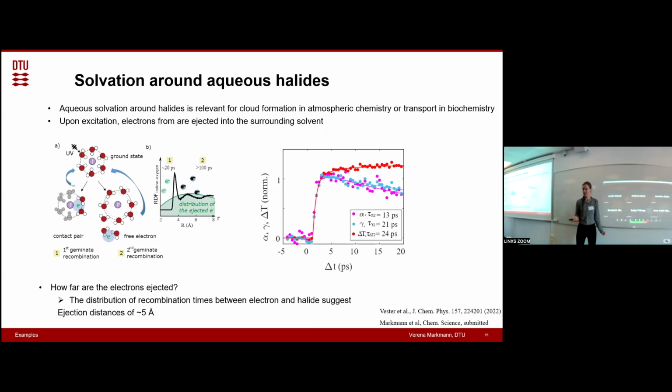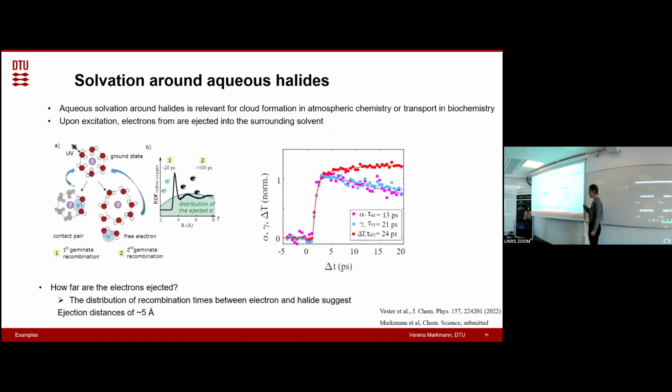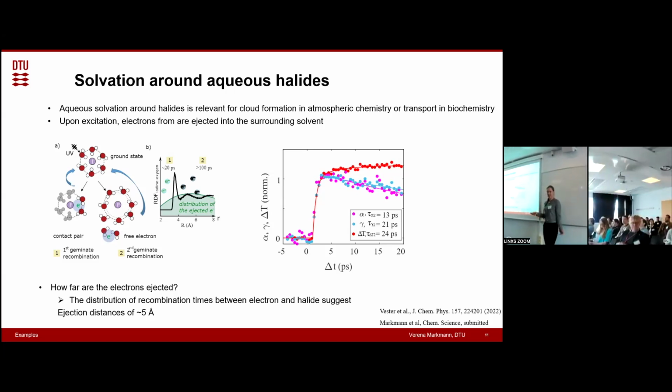The second example I brought today is of aqueous halides, which are interesting for things like atmospheric chemistry, processes happening when, for example, clouds form, or also in biochemistry with transport through membranes. The big question we ask here is, can we figure something out about the process when we excite the halide, which is a charge transfer to solvent process? So the iodide gets excited and ejects an electron into the solvent. But where does the electron go?